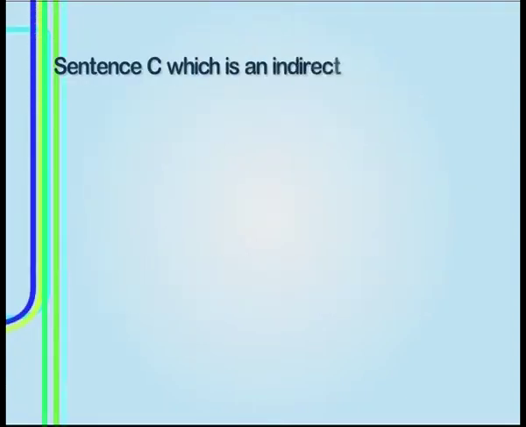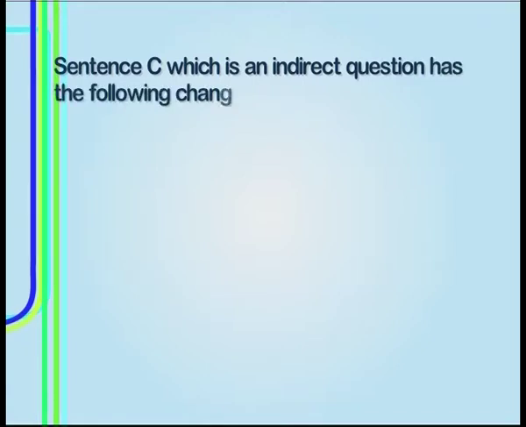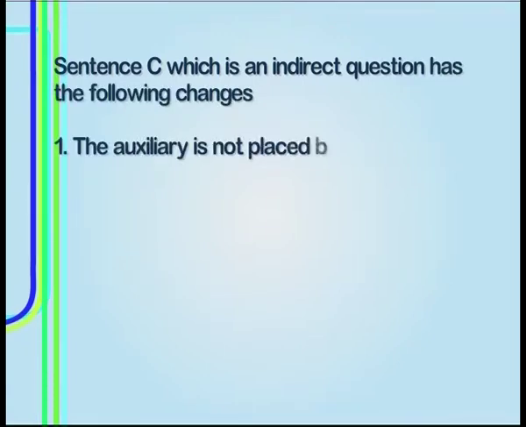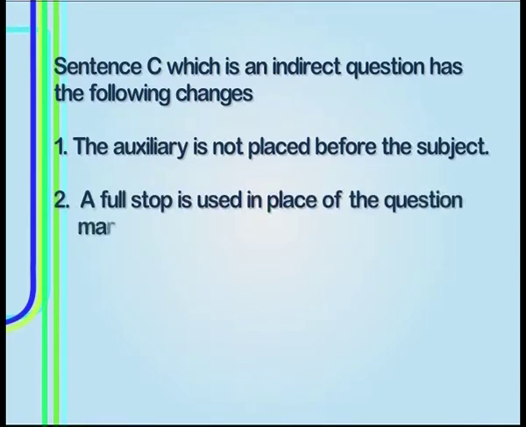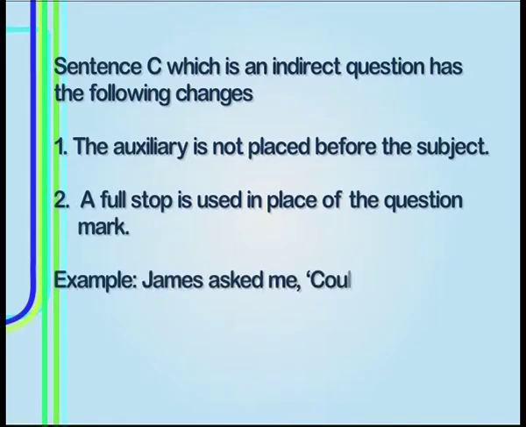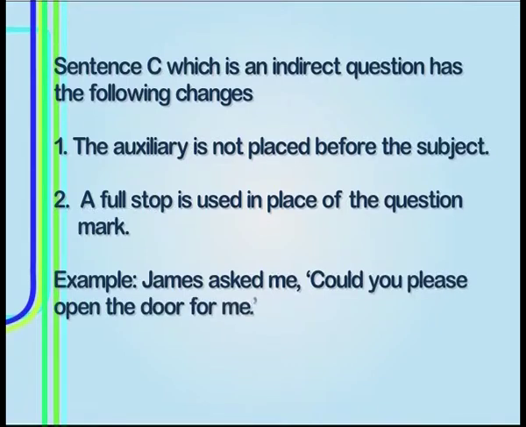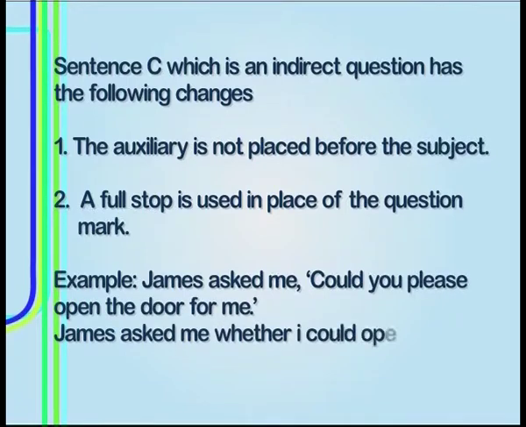Sentence C, which in indirect speech has the following changes. One, the auxiliary is not placed before the subject. Two, a full stop is used in place of the question mark. Example: James asked me, "Could you please open the door for me?" James asked me whether I could open the door for him.